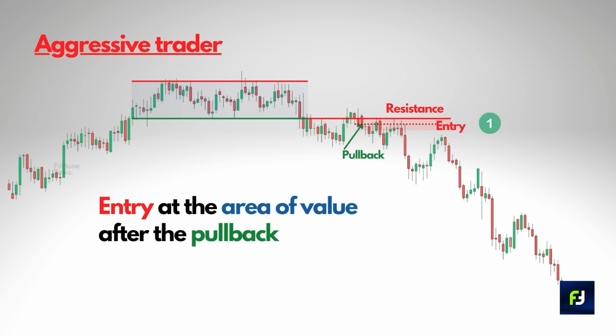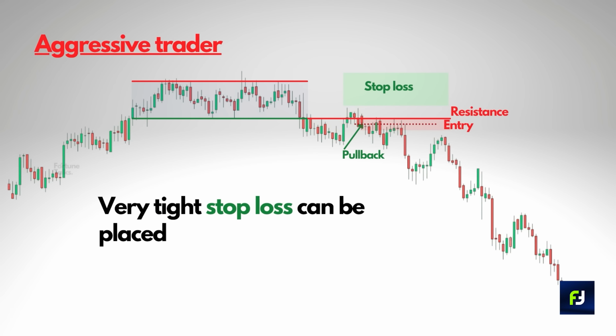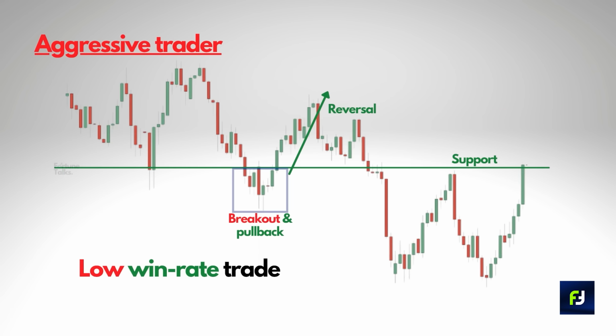Now, there are a few more points that you need to consider when choosing such an approach. Using an aggressive trade entry, you may be able to enter at the best possible prices, as this point can often mark the extreme point of the correction wave and the pullback phase. So the potential reward to risk ratio is highest following such an approach because the stop loss can be placed very tightly.